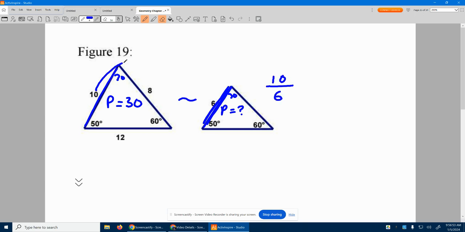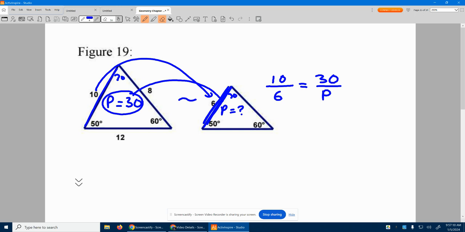We're going to go from 10 corresponding to the 6 as the perimeter of this triangle corresponds to that perimeter. That perimeter of 30 corresponds to the perimeter of the smaller triangle, which we know has to be less than 30, obviously, because it's smaller.